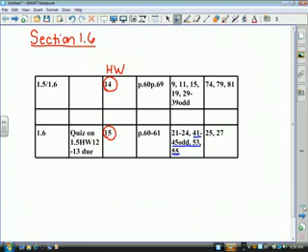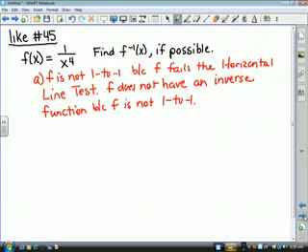Okay, we're going back. So that's 41 through 45 odds. So now I need to go over 53 and 55. Whoops, there we go. All right, so let's do one like 53 now.